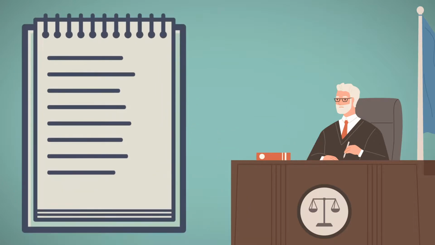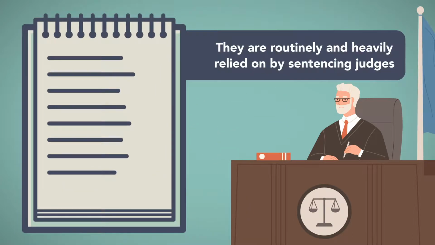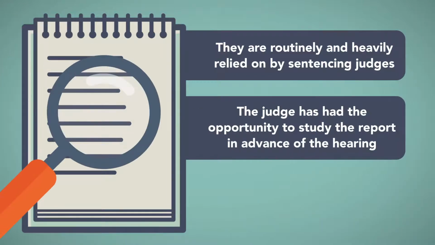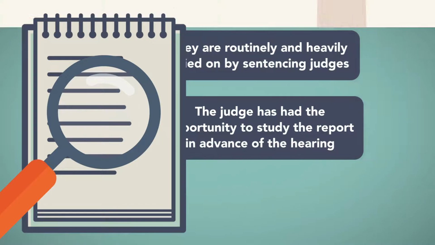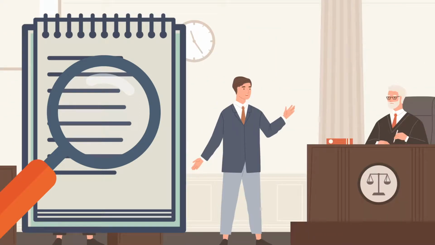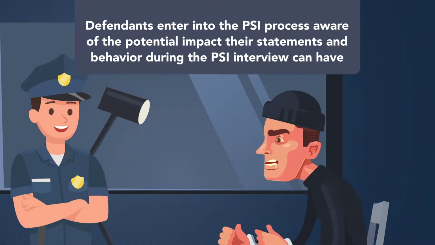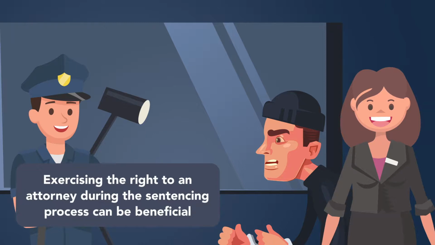In cases where PSI reports are used, they are routinely and heavily relied on by sentencing judges. The judge has had the opportunity to study the report in advance of the hearing and will likely arrive at sentencing with at least some predetermined ideas about what kind of sentence to impose. For this reason, it is essential that defendants enter into the PSI process aware of the potential impact their statements and behavior during the PSI interview can have on their sentencing outcomes. Yet another reason why exercising the right to an attorney during the sentencing process can be beneficial.